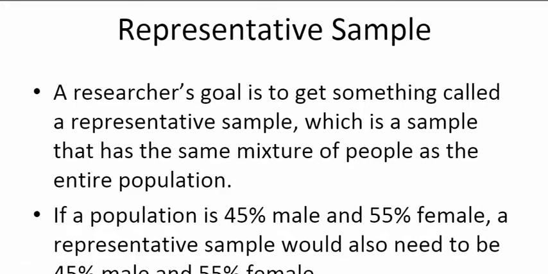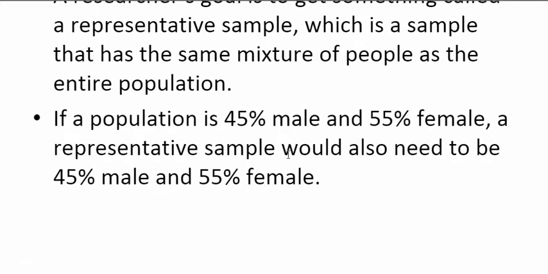So here what I'm just saying is, if a population, like a university or any other population, is 45% male and 55% female, then a representative sample would also need to be 45 and 55%. So imagine a certain university, hypothetically, is 45% male and 55% female, and I take 100 people from that university and I survey that sample of 100. For my sample to be representative in terms of gender, I would need to have 45 males and 55 females, right? That adds up to 100.